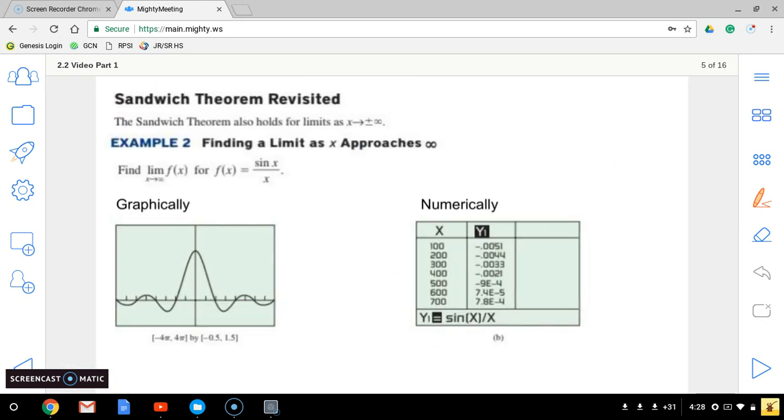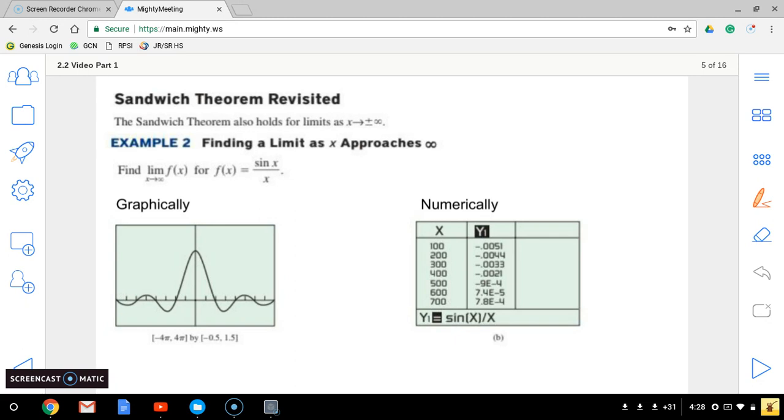We can use the sandwich theorem for limits as x approaches positive and negative infinity as well. So, finding a limit as x approaches infinity. We have to find the limit of f of x as x approaches infinity for f of x equal to the sine of x over x. So, the sine of x over x. The graph and the table suggest that y equals 0 is our horizontal asymptote.